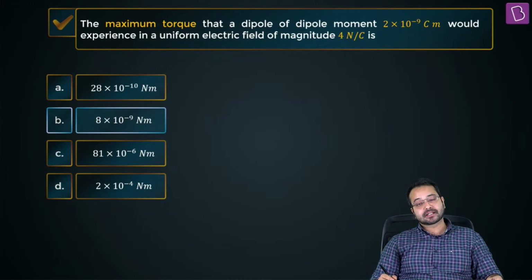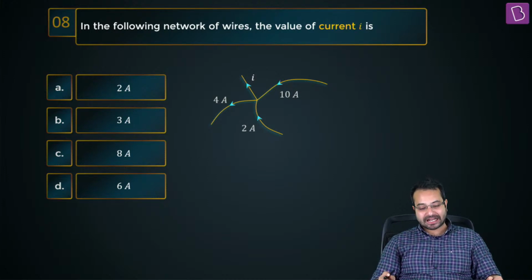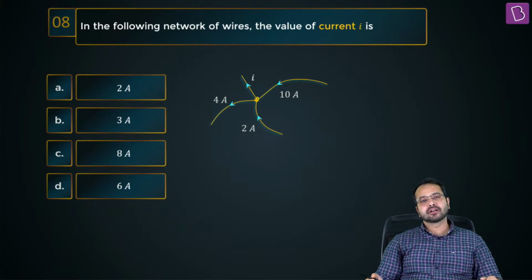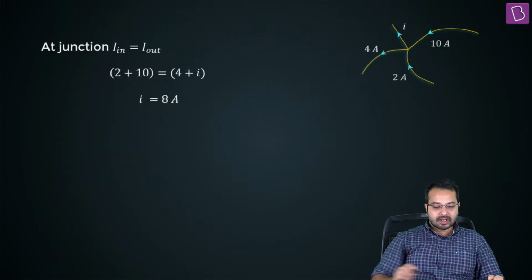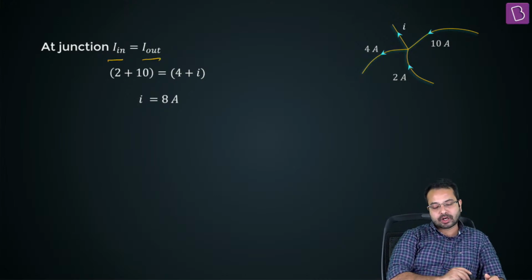Option B in this case is going to be the correct option. Next, in the following network of wires, the value of current I is, okay. So what are we going to apply here? We are going to apply obviously Kirchhoff's junction law. And Kirchhoff's junction law says that the current coming into the junction should be equal to current going out.